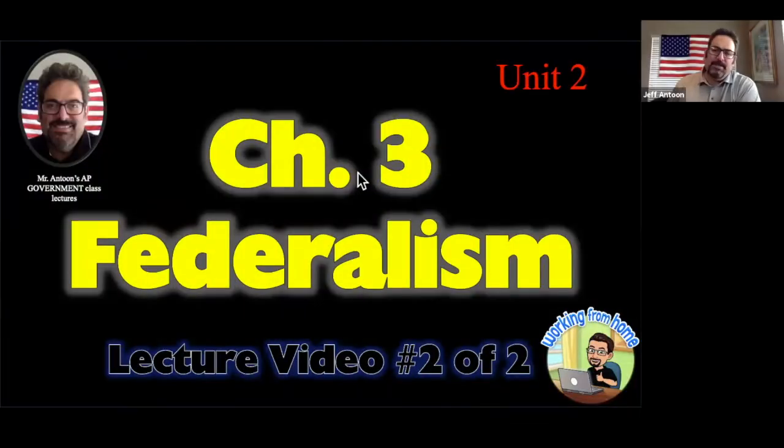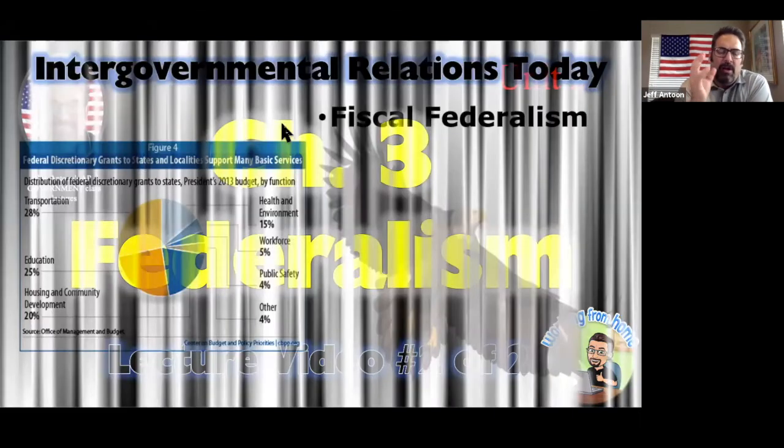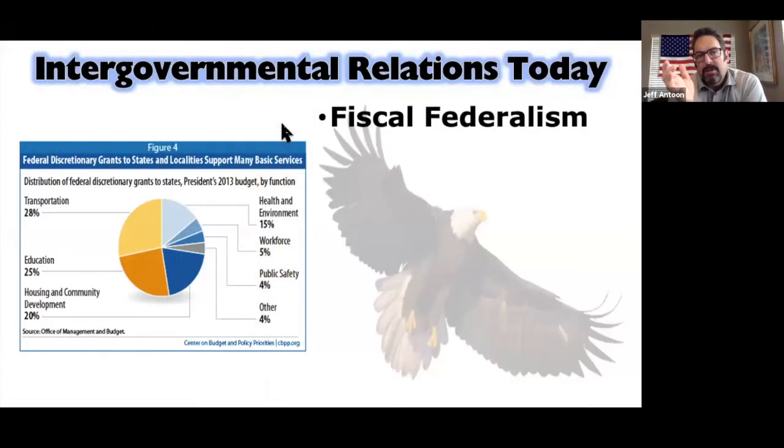Hey guys, Mr. Antoon. This is lecture video number 2 of 2 for chapter 3, Federalism. It all comes under unit 2, guys. So here we go. We talked about federalism in the last video and the three different types of it: dual, cooperative, and devolution or new federalism.